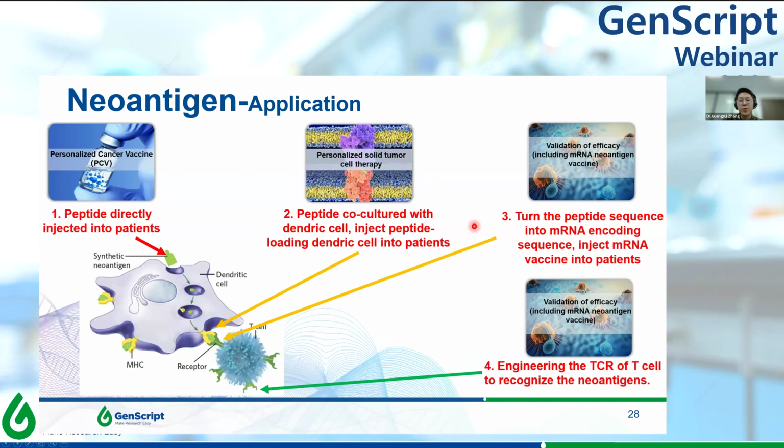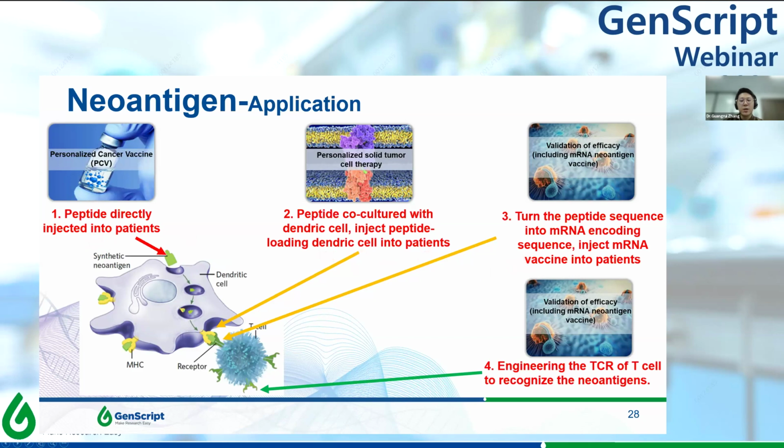And then we should recognize that there are four kinds of application of the neoantigen peptide. So first, peptides are directly injected and taken up by DC cells in the blood, and the peptides serve as a direct form of treatment. And second, peptide co-cultured with DC cells, then injecting the peptide-loaded DC cells into patients, and the peptide serves as the key material, or we call it the intermediate.